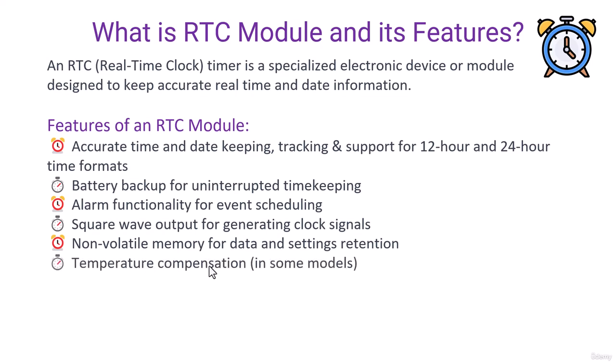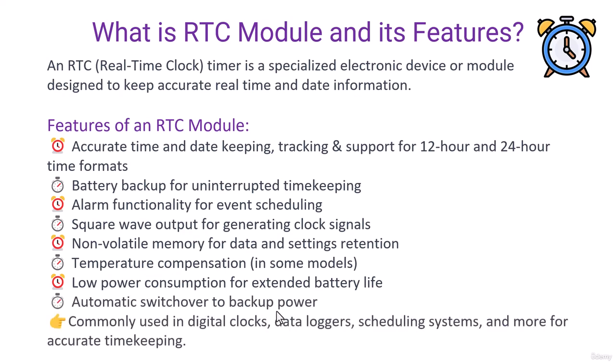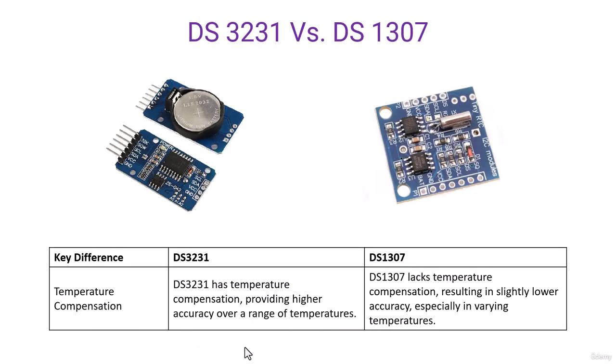Temperature compensation for some specific modules. Low power consumption for extended battery life. They are very low power consumption electronic devices. Automatic switchover to backup power. Commonly this sort of RTC module is used in digital clocks, data loggers, scheduling systems, and more for accurate timekeeping. Here, I have mentioned two types of module in the slide.